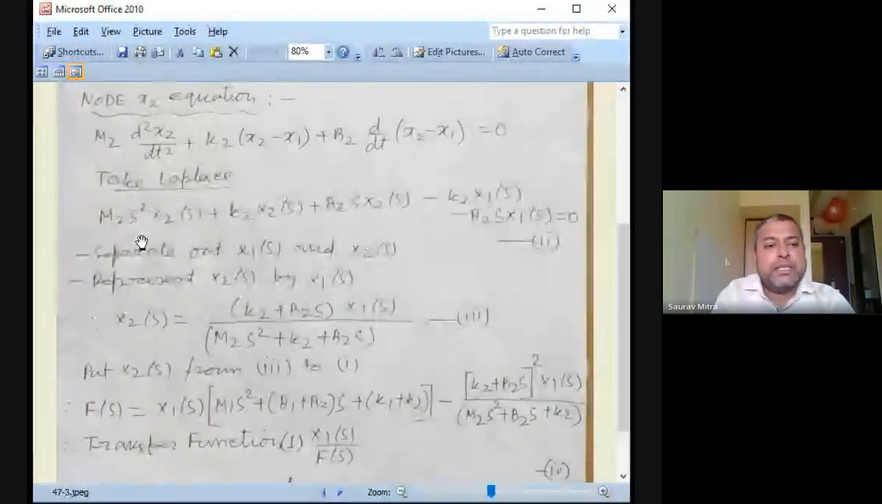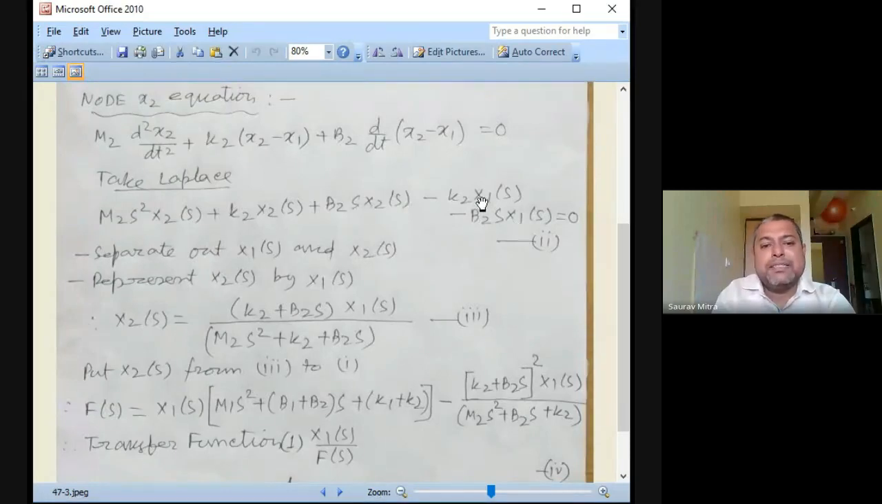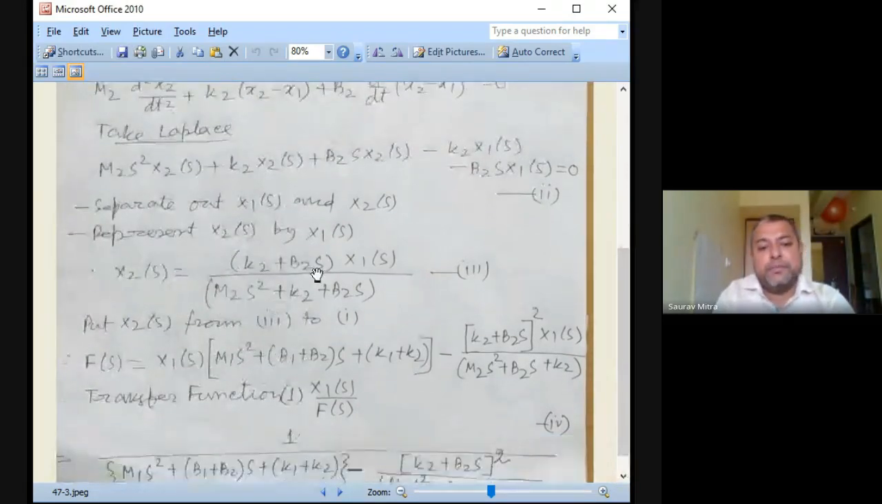And now take the Laplace on both sides. So this becomes m2 s square X2(s), this becomes k2 X2(s), this becomes b2 s X2(s). Another one step I have done less here. In this Laplace only I am separating out x2 and x1. So on the right side this is k2 X1(s) and b2 s X1(s). Then I have separated x1 and x2, and I am representing x2 directly in terms of x1.